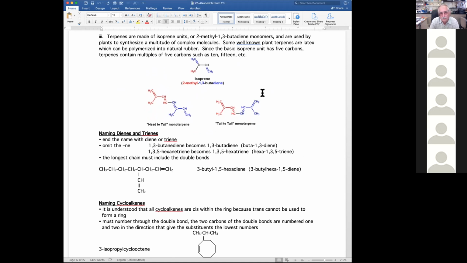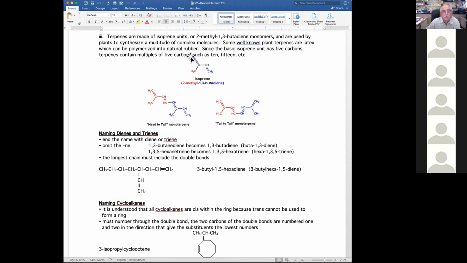Okay, so terpenes are kind of interesting. There's a whole bunch of plant terpenes, and it's kind of interesting because plants are all kind of related to each other. There are a lot of molecules that we call terpenoids. So what are terpenes made out of? They're made out of isoprene.